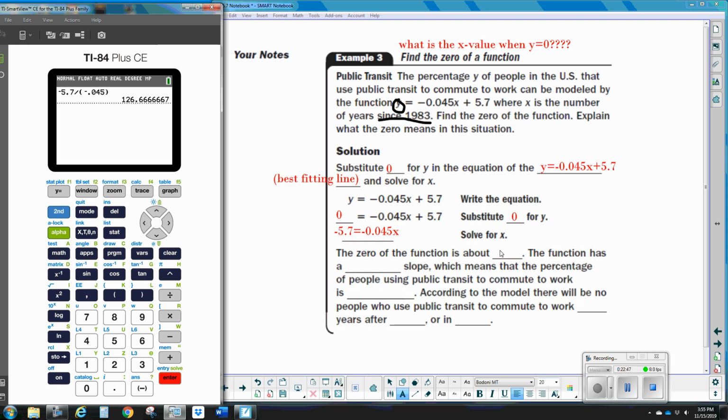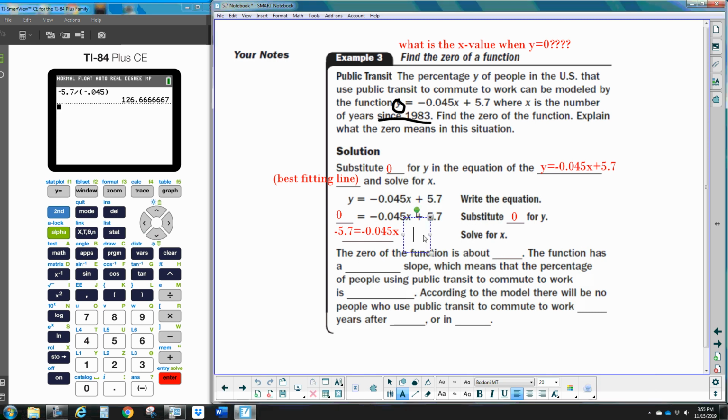So now we can say that the zero of the function, or x, approximately equals 127. That squiggle equal sign means approximately equal to. I'm just going to round to the nearest whole number. So now we can say that the zero of the function is about 127. The function has a negative slope. We know that because we can see that right here in our equation of our line.